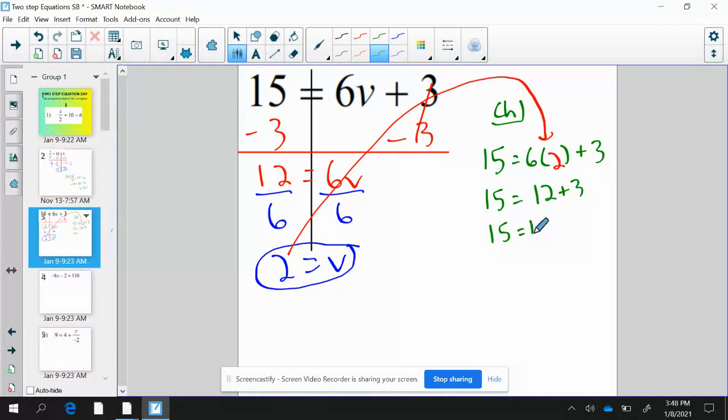15 equals 15. Just a reminder on the test, plugging it in and getting this right here is 1 point. This blue part is 1 point. The red part is 1 point. This is a total of 5 points for this problem.